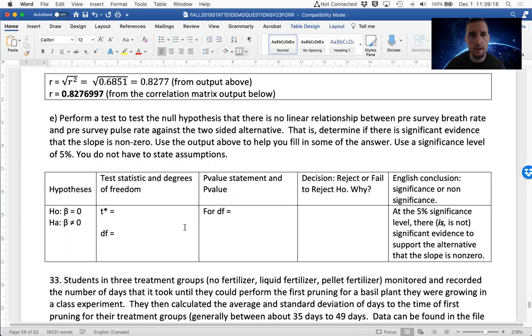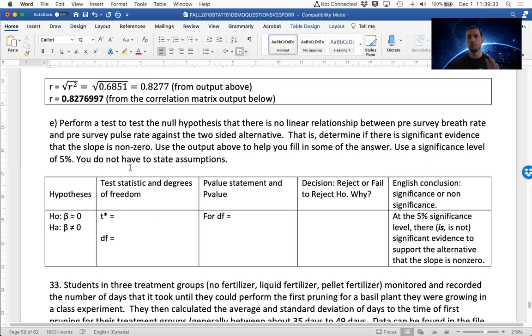Okay, perform a test to test the null hypothesis that there's no linear relationship between pre-survey breath rate and pre-survey pulse rate against the two-sided alternative. Determine if there is significant evidence that the slope is non-zero. Use the output. Okay, so just real quick here. This is the standard test within a regression setting. So the only hypothesis test that we're really interested in, at least at this level, is called the test of no linear relationship.